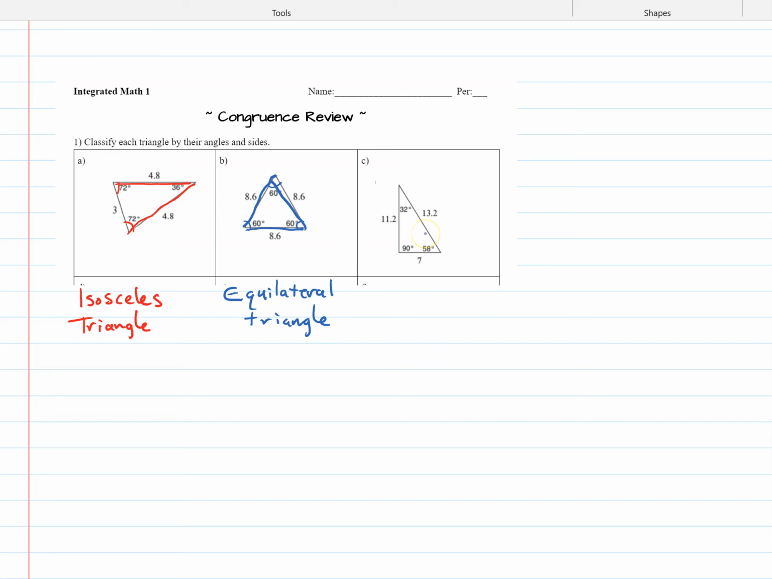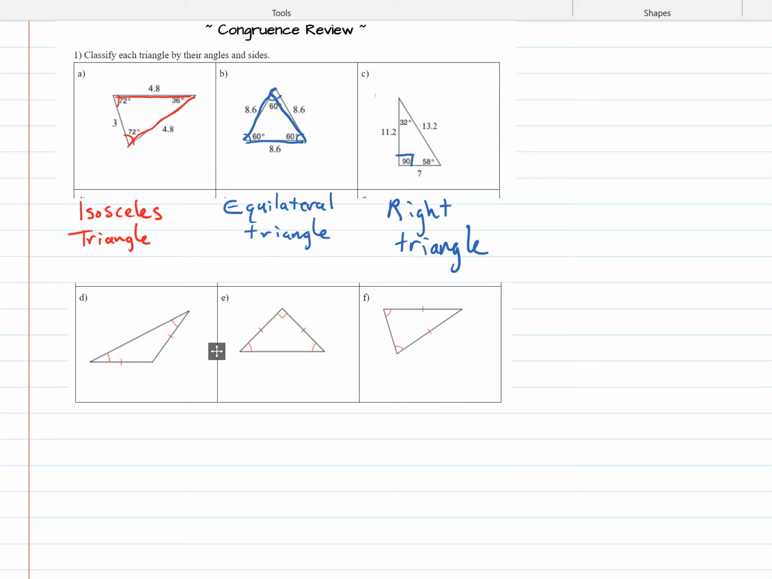Part C. Looking at the three sides, they're all different. Looking at the three angles, they're all different, but there is one special angle, 90 degrees, which forms an L shape. And when a triangle has a 90-degree angle, it's called a right triangle.